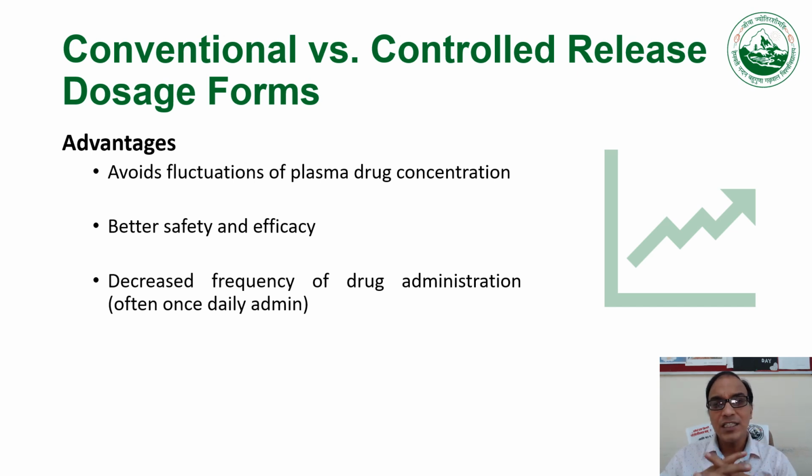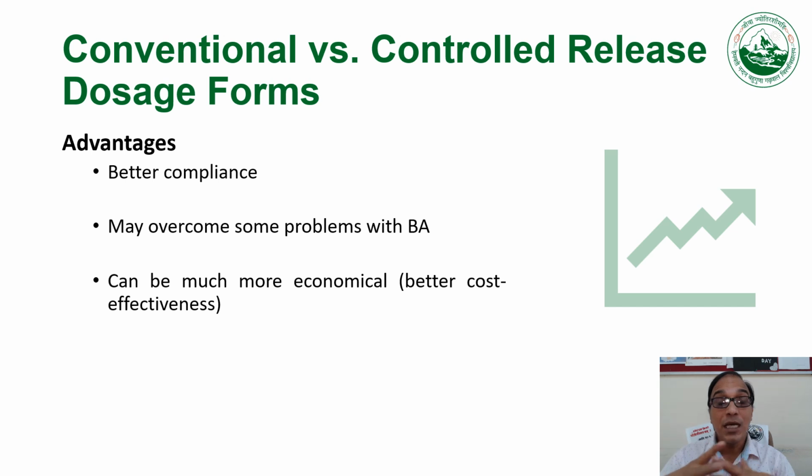Now what are the advantages of controlled dosage forms over the conventional dosage forms? Number one, it avoids the fluctuation of plasma drug concentration. Better safety and efficacy is there. Decreased frequency of drug administration. Only once daily administration is required in case of controlled dosage form. Better patient compliance, when the patient doesn't need to take that particular drug thrice a day or four times a day. So a better compliance is there over the conventional dosage forms.